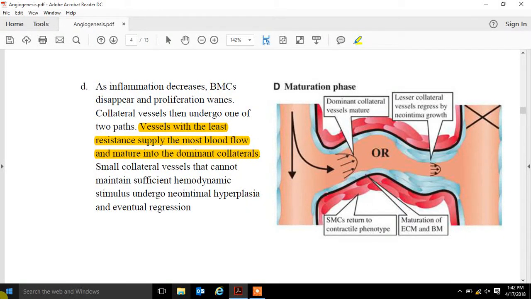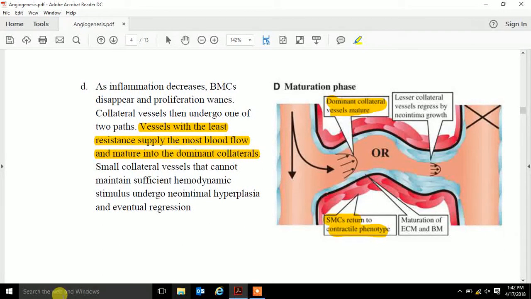On the left, we've got high flow, good diameter, and very low resistance, and this is going to mature into our dominant collateral. Our smooth muscle cells will return to their contractile phenotype so that they can modulate vascular resistance. The left half would be in one part of the circulation, and on the right it could be somewhere else.